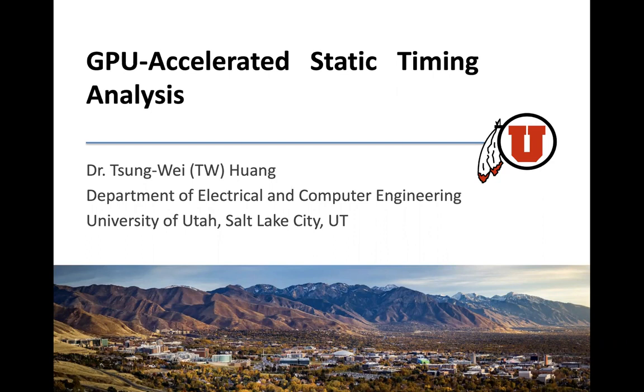All right. Hello, everybody. I'm Tsung from the University of Utah, and my research makes static timing analysis faster so designers can more efficiently analyze and optimize the timing of their circuit. Today, I'm very happy to show you GPU accelerated static timing analysis that can achieve new performance milestones previously out of reach.